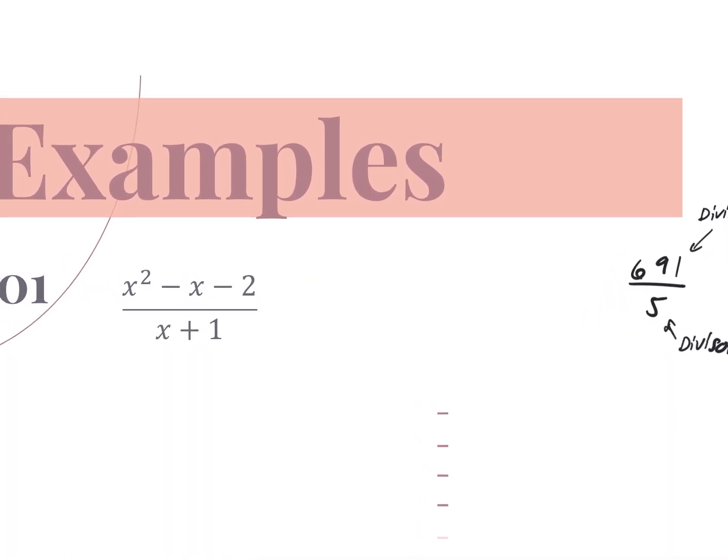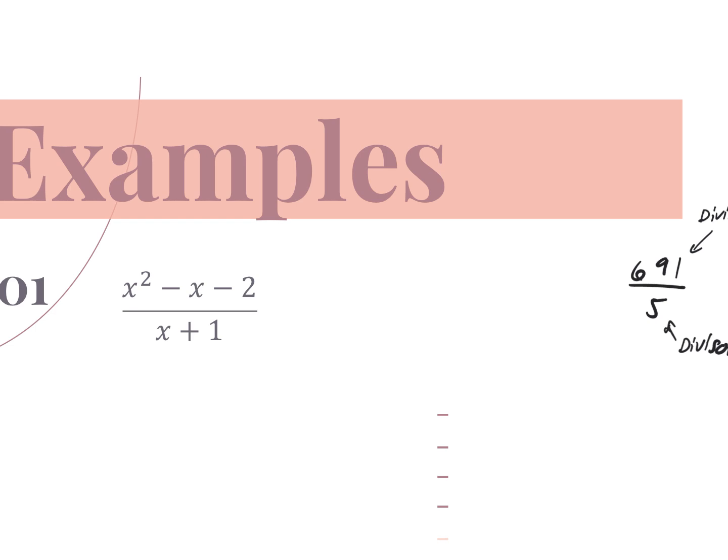But I want to start off with an example, something pretty simple. Again, if you haven't seen it before, it's going to look completely new and strange, but as you keep practicing it, it's going to get easier. So let's start by setting it up the same way. We know this number up top is our dividend, and our number on the bottom is our divisor. So let's set it up. We have our divisor on the outside, our dividend on the inside, x squared minus x minus 2.